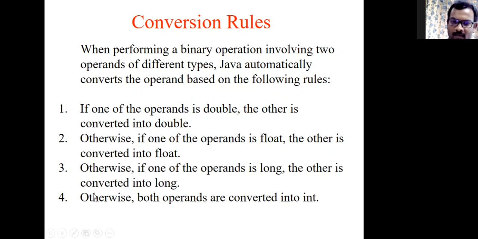If it is not double, and in the expression the highest data type is float, then the entire result will be converted into float. And if it is not float, if it is the long data type, then the entire result will be converted into the long data type. Otherwise, it is integer only. So this is the order of ranges from highest to lowest: double, float, long, and integer.